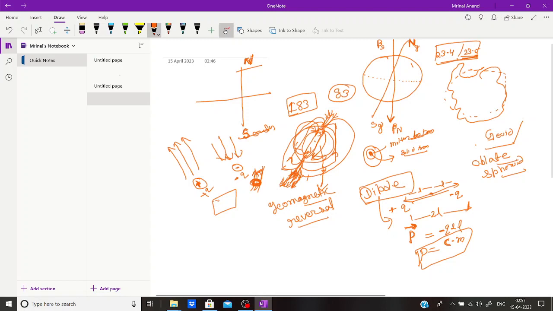Suppose you have this cross sign. What is the meaning of this cross sign in terms of magnetism, and what is the meaning of the dot? The cross sign is nothing but the inward direction of the magnetic field, and the dot is the outward direction of the magnetic field.